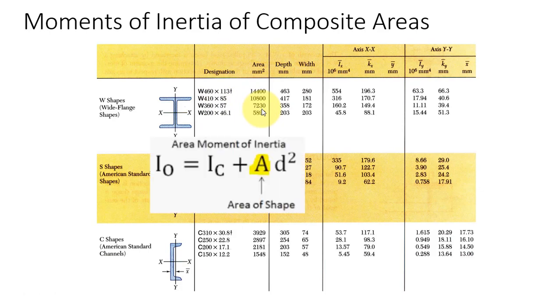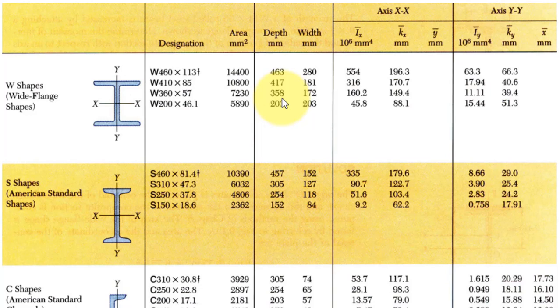Remember, the parallel axis theorem needs the area times distance squared. So you'll need to know what that area is. It also has the dimensions of this thing, so the depth and the width of it. And here we have the inertias around the x-axis. This is given through the centroid of the beam.